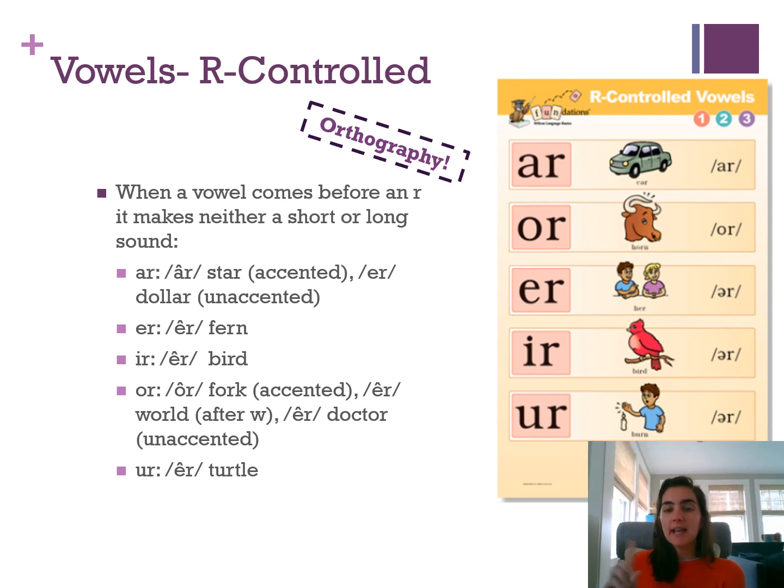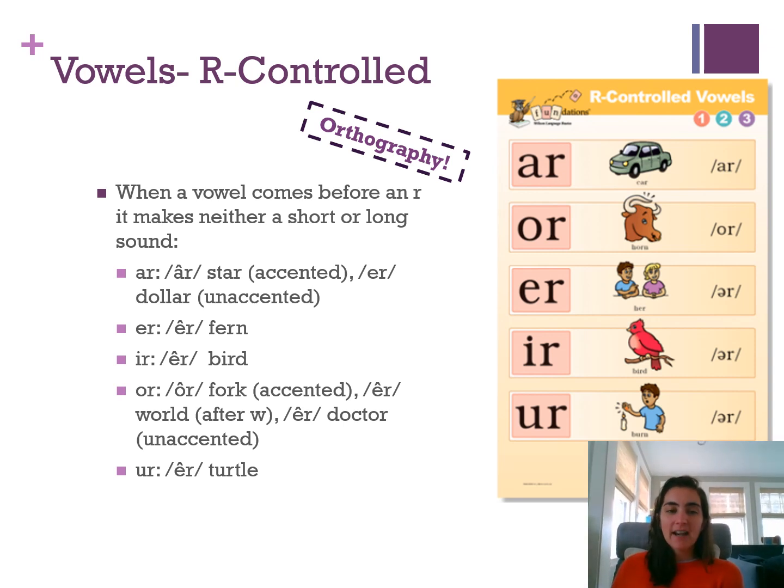IR tends to be, not always, but it can be a circular word like skirt, swirl, twirl, whirl, things like that. But not always, of course, because of bird. And then UR is mostly one-syllable words. I think that's the most common for one-syllable words over the IR choice. Burn, curb, turn, things like that.